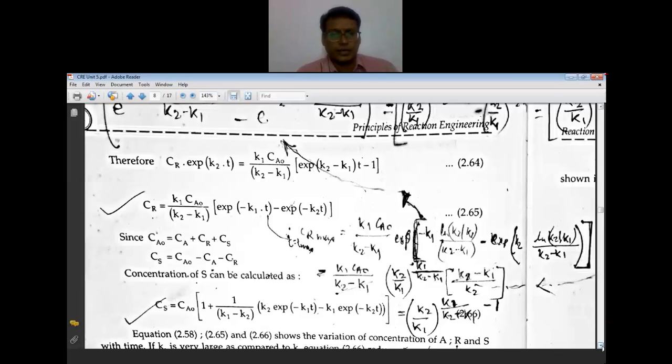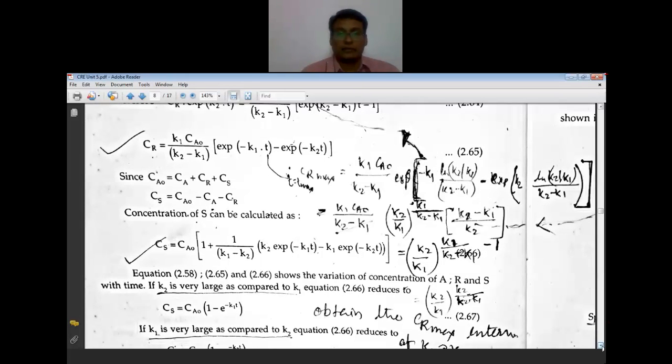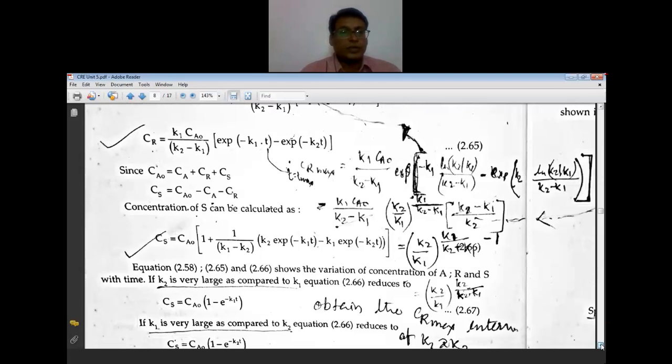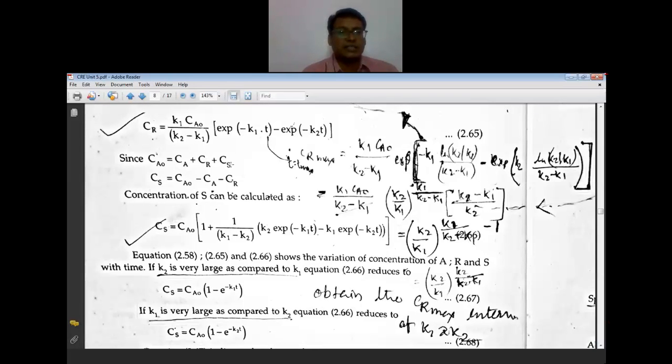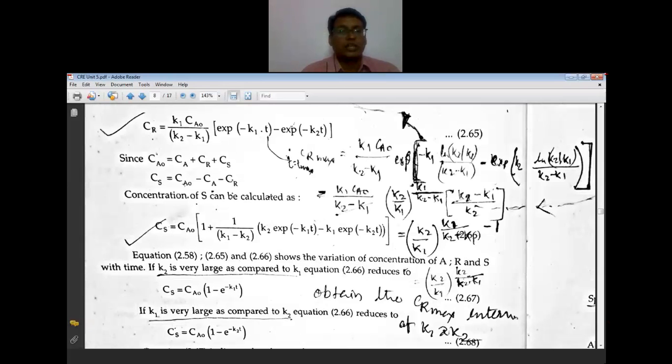That is given here. Now, the next thing is to get the maximum value of R. How to get the maximum value of R? So Cr max. Ca0 is equal to Ca plus Cr plus Cs, and this Cs you can calculate as Ca0 minus Ca, where Ca0 is the initial concentration of A, and Ca is equal to Ca0 into e raised to minus K1 t. Then Cr you have this value. So you know Ca0, you know Ca, you know Cr. So you can calculate the value of Cs by substituting all these Ca and Cr from the above equations.